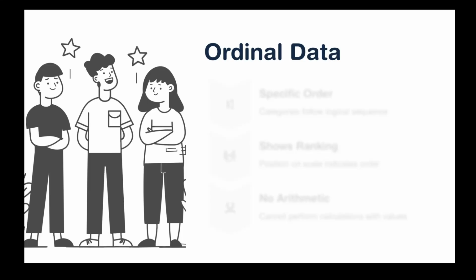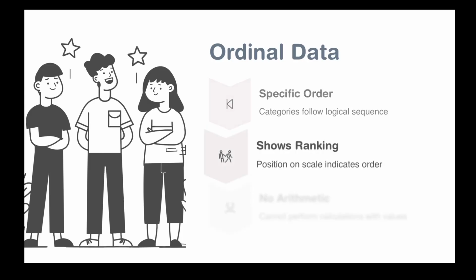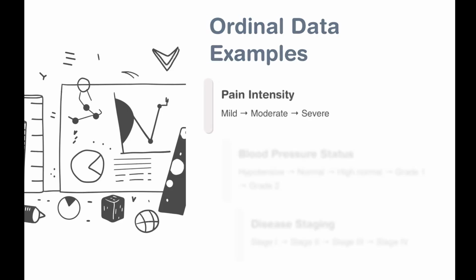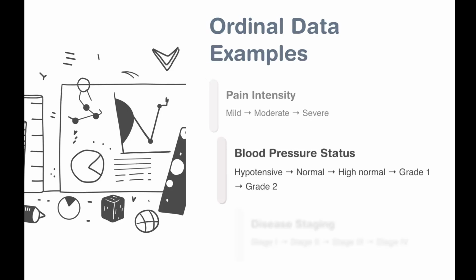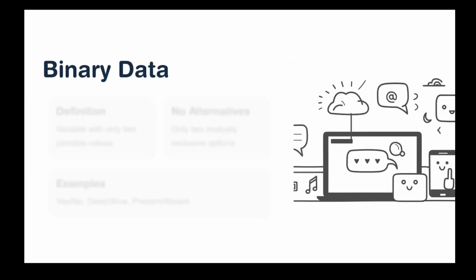And ordinal, you have a specific order. Categories follow a logical sequence. It shows ranking. Position on the scale indicates order. And no arithmetic: you cannot perform calculations with the values in this data. Ordinal data examples include pain intensity: mild, moderate, severe; blood pressure, whether it is hypotensive, normal, high normal, grade 1 and grade 2. Disease staging also comes under ordinal data: stage 1, stage 2, stage 3, stage 4.